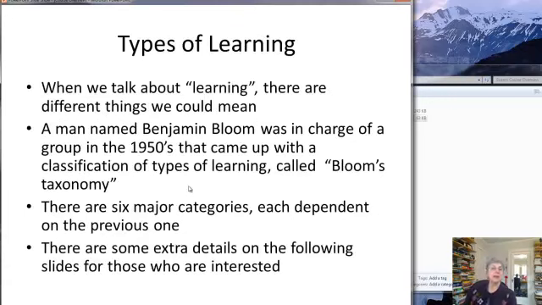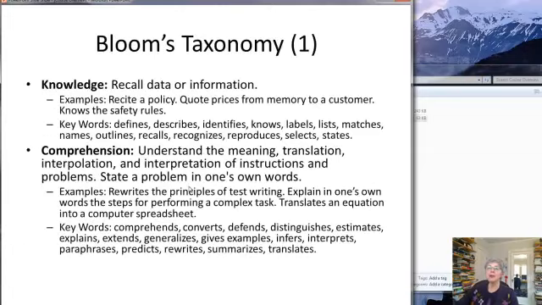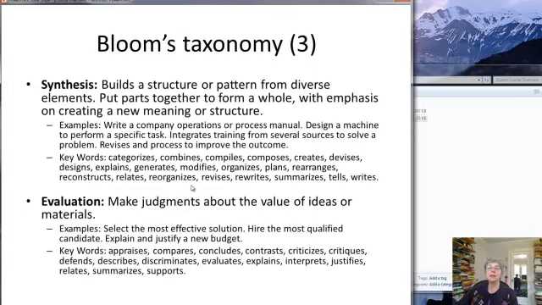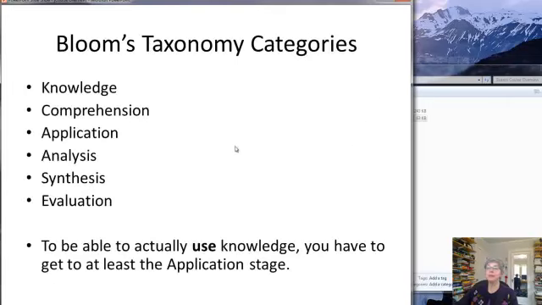Now, when we're talking about learning things, as I did in the prior slides, there are a lot of different things we could mean. There are different levels of learning. And in fact, a man named Benjamin Bloom was in charge of a group in the 1950s that analyzed and classified the different types of learning. And they came up with 6 major categories. So for those who are interested, I put some materials on the following slides. I'm not going to go over them, but you'll have the handouts. So this is called Bloom's Taxonomy, and the basic categories are knowledge, comprehension, application, analysis, synthesis, and evaluation.